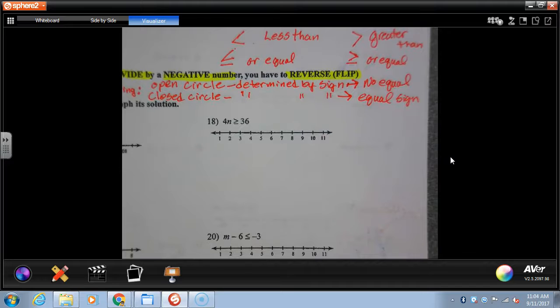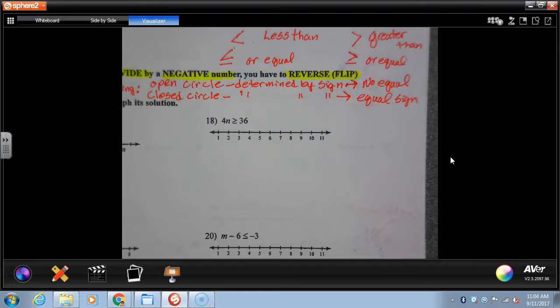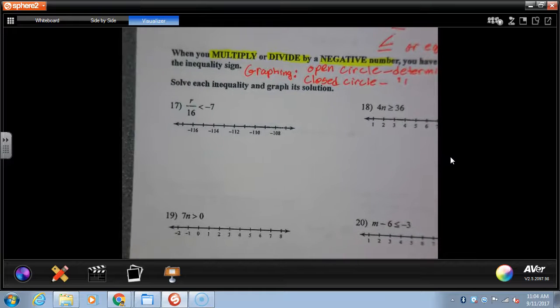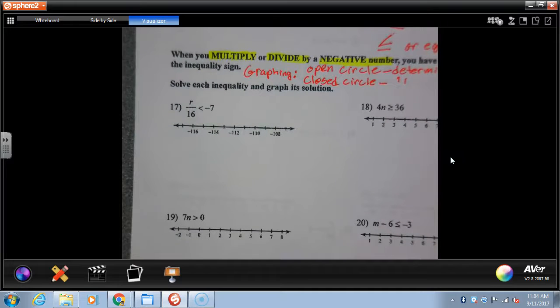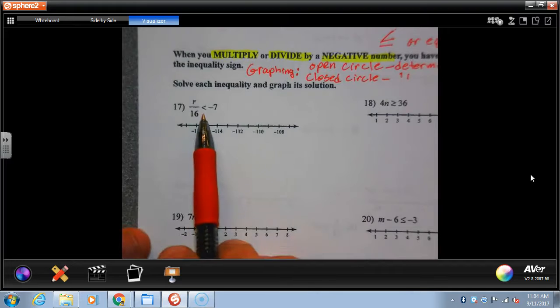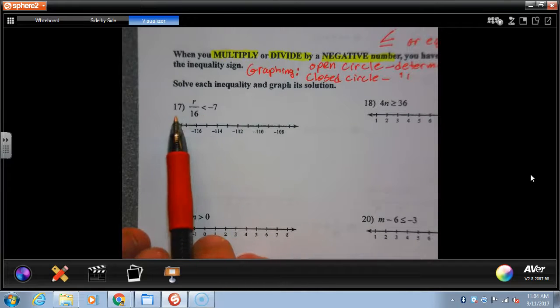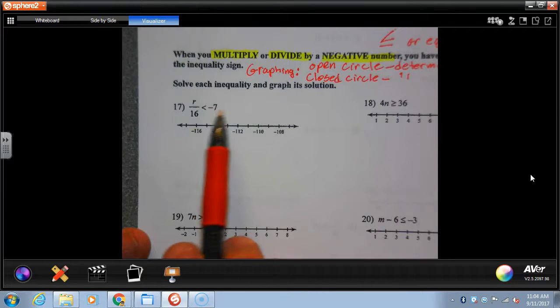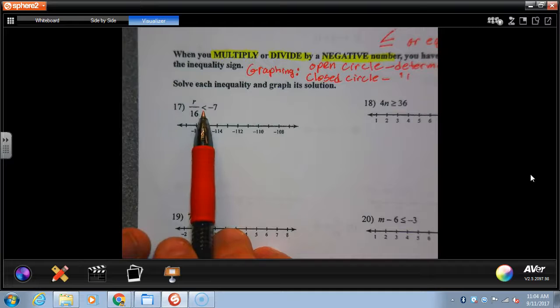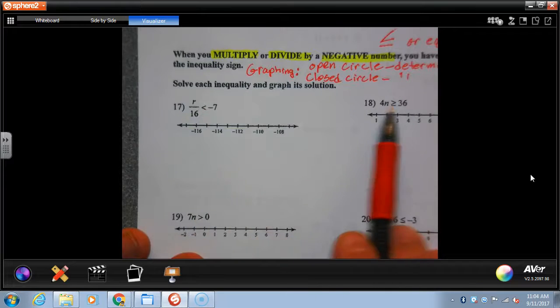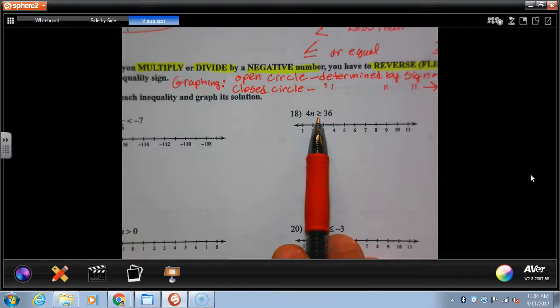Okay, let's do some examples. Now, these are just like one-step equations, except we have an inequality sign. This inequality sign is less than. We read it left to right. Okay? This is the smaller end of our inequality sign, so it's less than. This is the bigger sign, read left to right, greater than.